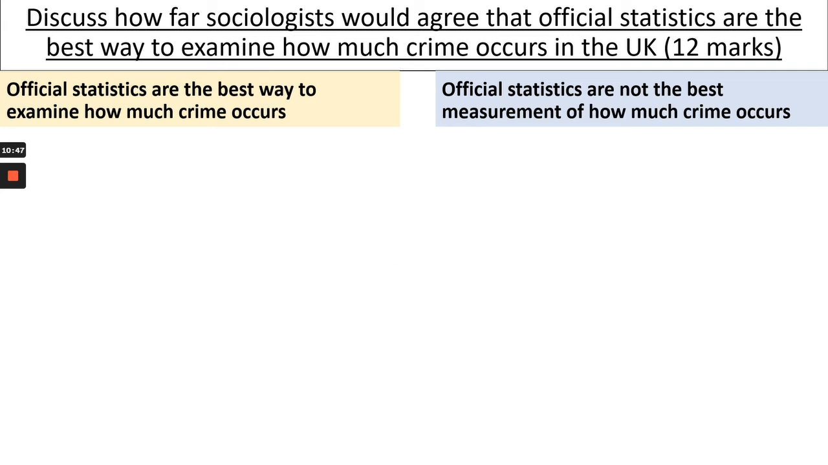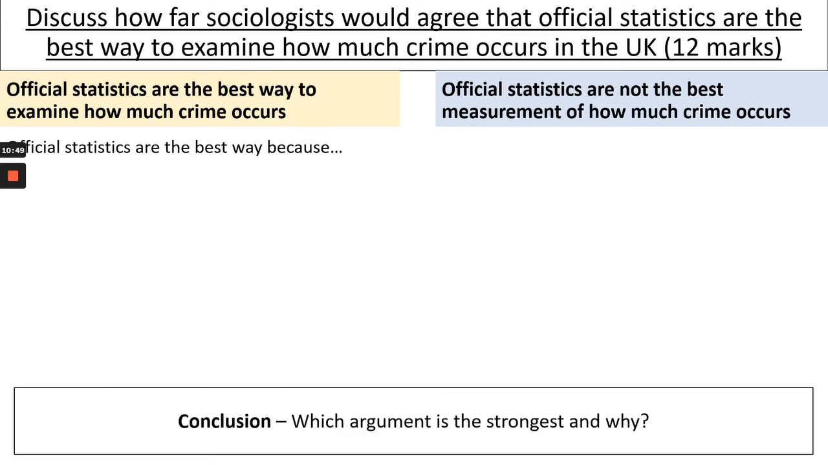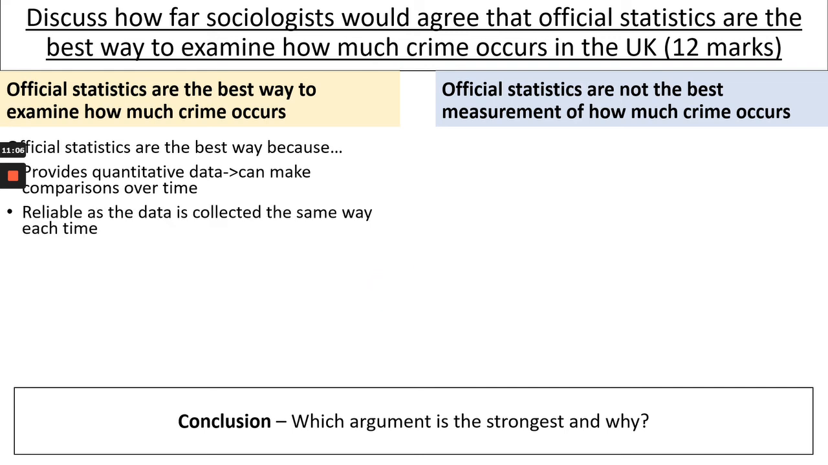So our plan, on the left-hand side, I've got the first argument. So official statistics are the best way to measure crime. So things you could talk about. This is not all of the things you could talk about. This is just some suggestions. So you could say that it provides quantitative data, making it easier to make comparisons over time. So it's good because we can see the trends. Has crime gone up? Has it gone down? And it's reliable because the data is collected exactly the same way each time, meaning that we can make those direct comparisons. And it's also large scale.